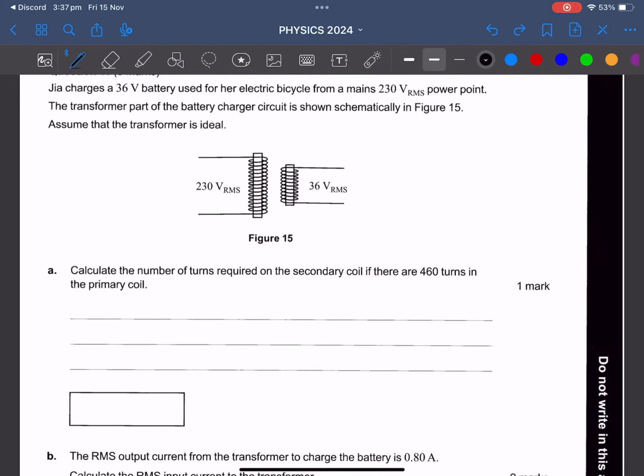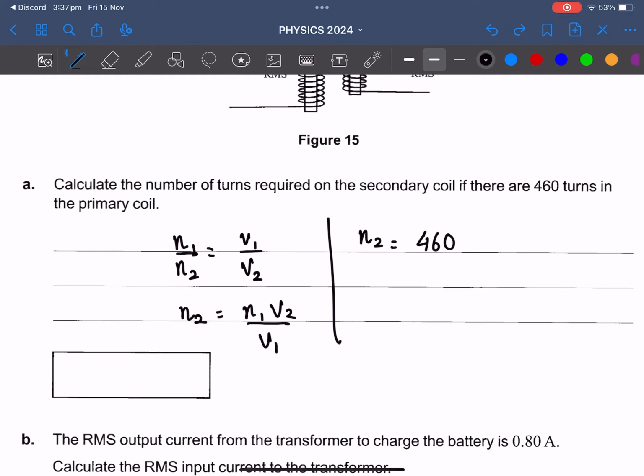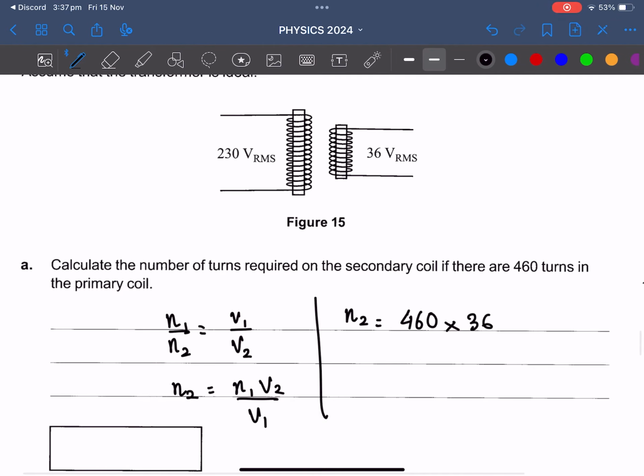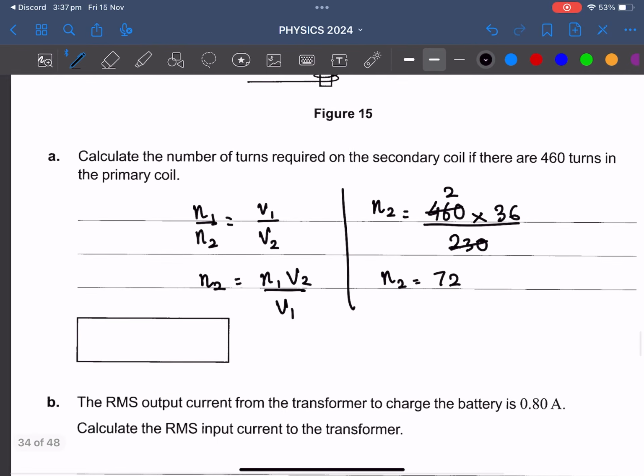Okay, so I guess we can just use N1 divided by N2 equals V1 divided by V2. Our N2 is what we are finding, so that is N1 times V2 divided by V1. So N2 equals 460, which is already given, times V2, which is 36, over 230. So that can get cancelled out. So N2 equals 72. So 72 turns, basically.